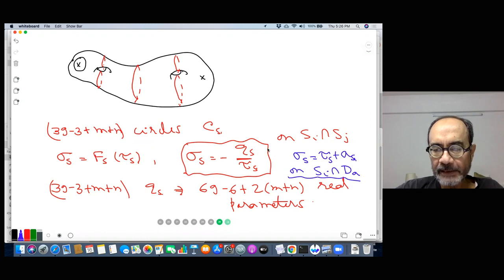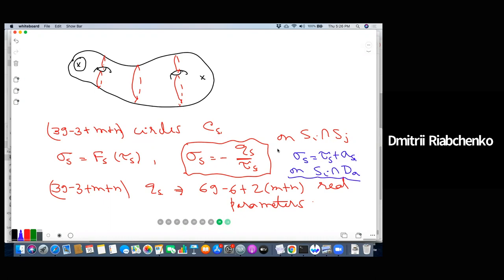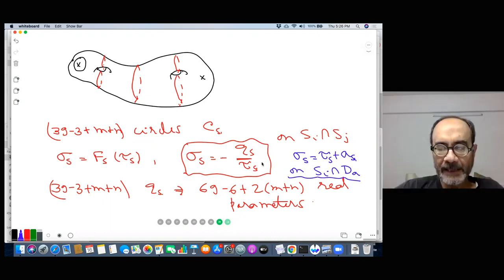Does this answer your question? Yeah, I guess, in some sense. Maybe I just need to think of it a little bit more. Okay, thank you. So basically you want to introduce these many parameters, and you can do it in many different ways, through these functions.